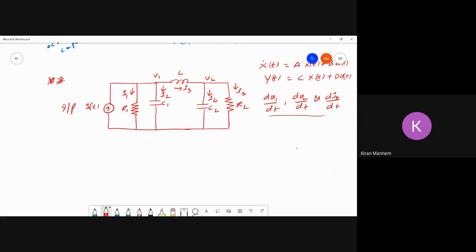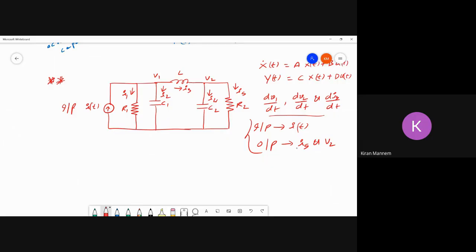But first of all, write the input. What is the input? The input is I of t. So what is the output? Generally, if you don't have any output given in the circuit, let us take the last element's voltage and current. What is the current through the resistor? It will be I5. And what's the voltage across the resistor? It will be V2, right? If the output is given, you should take that value as the output.